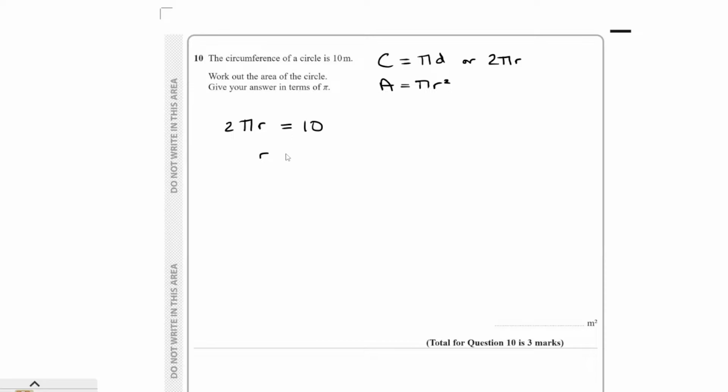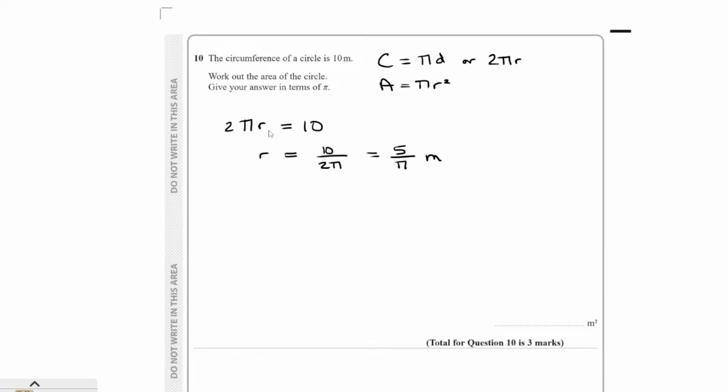So what I need to do is just divide across by 2 pi. So 10 over 2 pi. Obviously, I'm not going to get you to work out pi, right? They've said just leave the pi there. But the 2 I could work out, couldn't I? See how that fraction would simplify to 5 over pi, because 10 divided by 2 is 5. So that's the most simplified version of the radius, in meters.